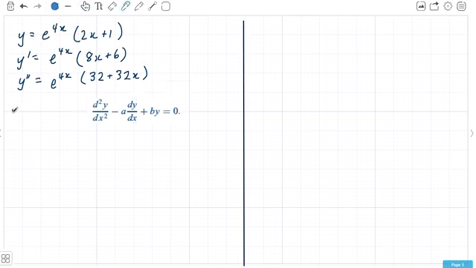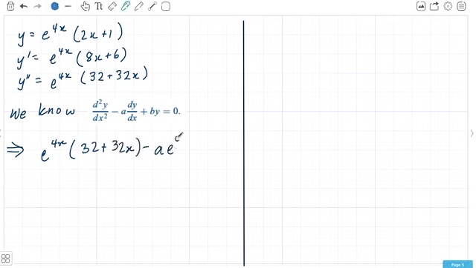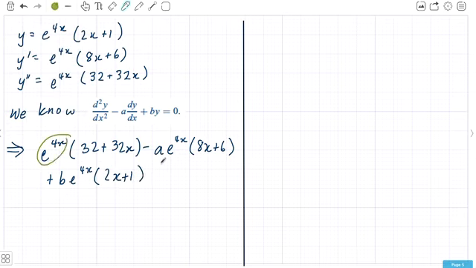Okay, so we know that this differential equation is satisfied, hence let's do some substitutions. So the second derivative we know is this, minus a times the first derivative, plus b times y. And you can see that e^(4x) is common to everything, as it always will be when you're dealing with exponentials this way. So let's take that out as a common factor.